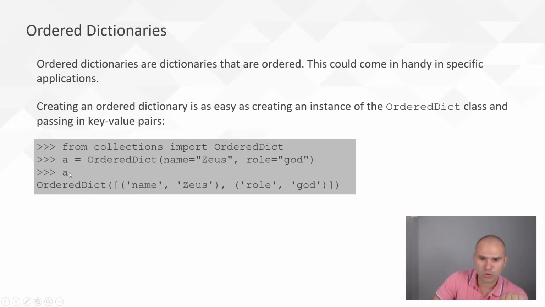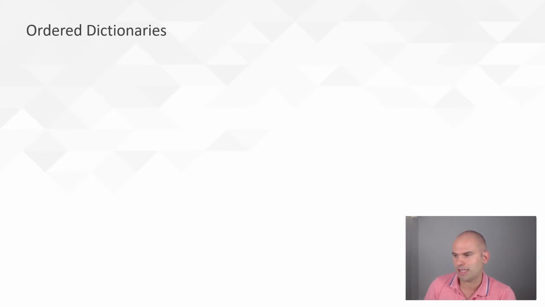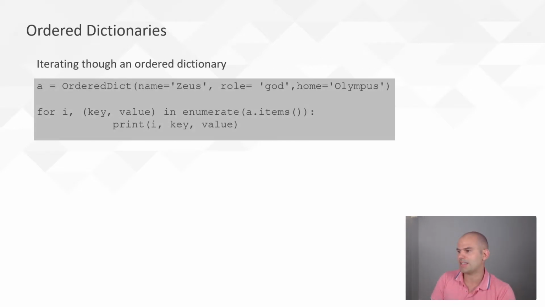Now, when you check what A is, it's really convoluted. I mean, you got these brackets here, which are the same as in tuple. So it's as if you got a tuple on the outside and a list and then another tuple. So really, my advice, given the imports and given how unwieldy they look when you're printing them like this, I would only use ordered dictionaries if you really need them. But right now, I want to just show you quickly what it is that they can do that standard dictionaries can't.